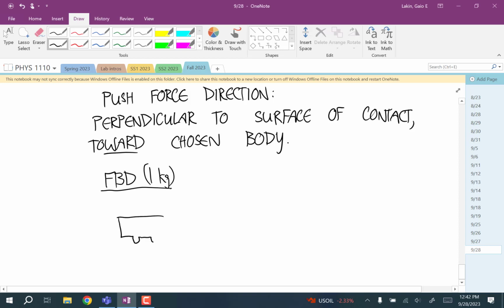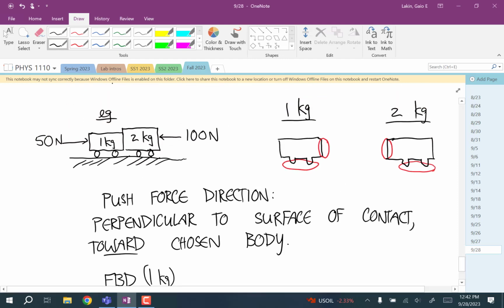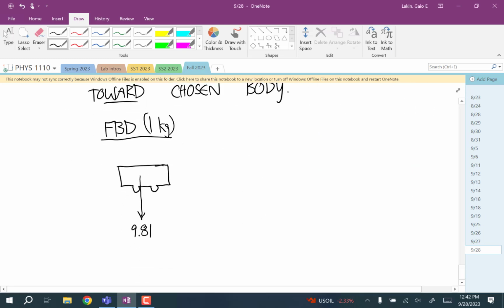So here's the 1 kilogram cart. A free body diagram has a weight force down that's equal to 1 times 9.81, so 9.81 newtons. This 50 Newton force is acting on the 1 kilogram cart's boundary. The 100, notice, is not acting on the boundary of the 1 kilogram, so we don't put that in there, okay? So we'll have the 50, but not the 100.